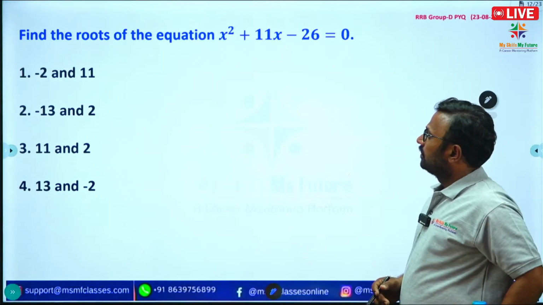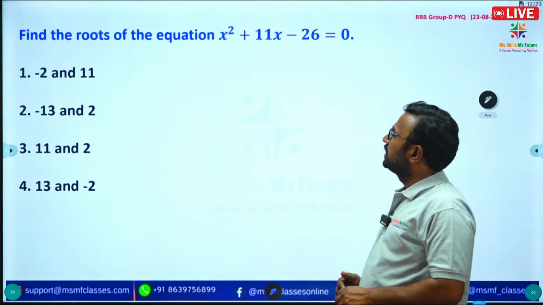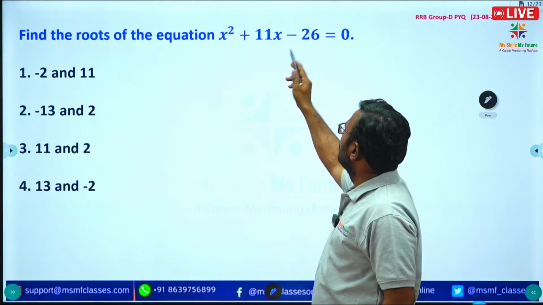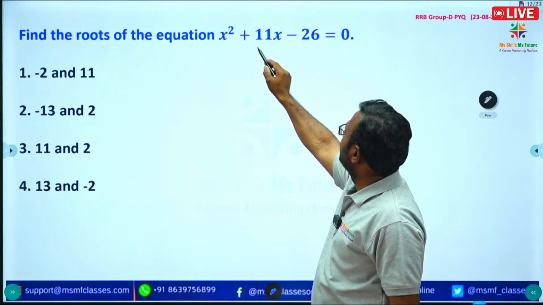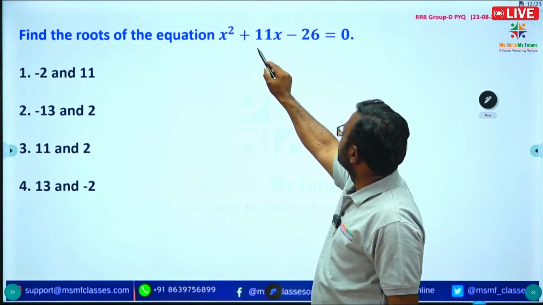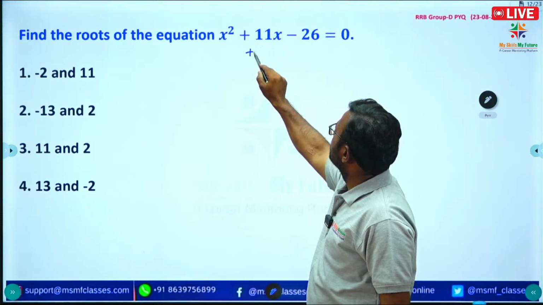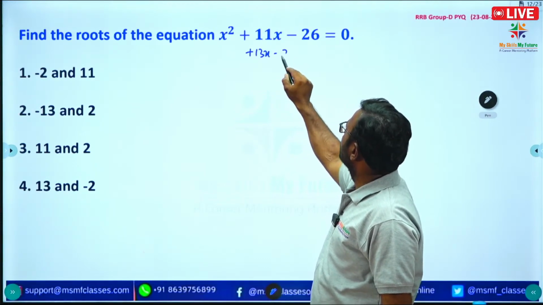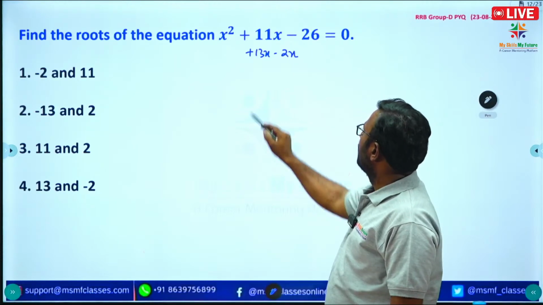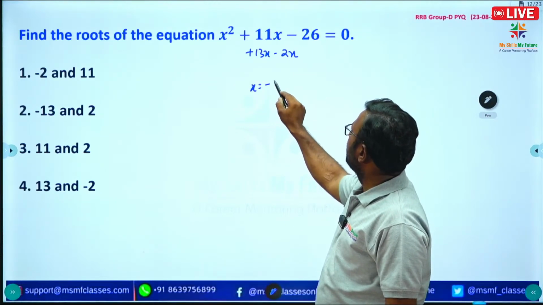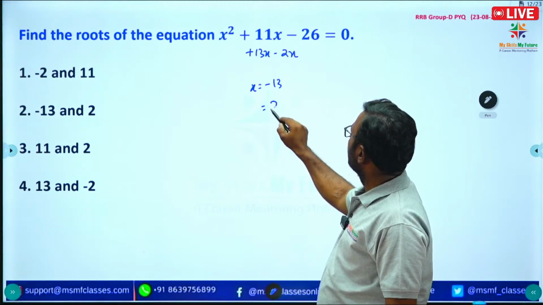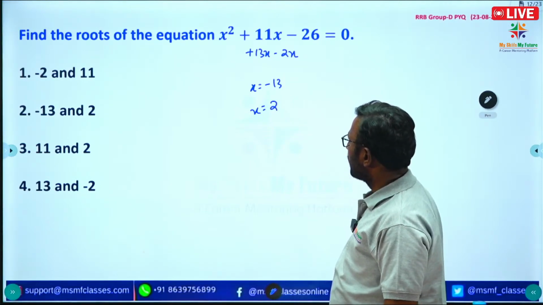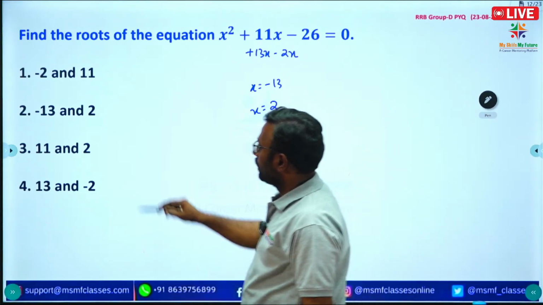Right. Find the roots of the equation x square plus 11x minus 26. So, 26 we can write as 13 times 2, right? We can write plus 13x minus 2x. So, we get x equal to minus 13 and x equal to 2. Okay. So, which option has minus 13 and 2? Option 2 is correct.